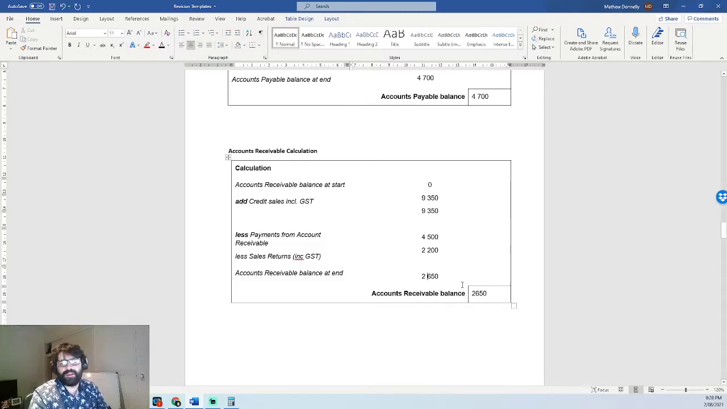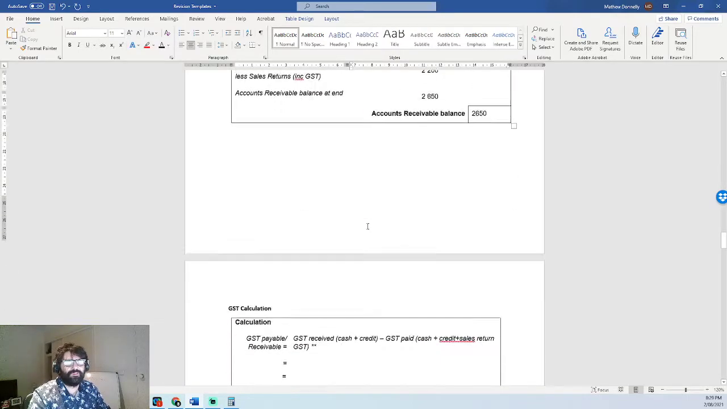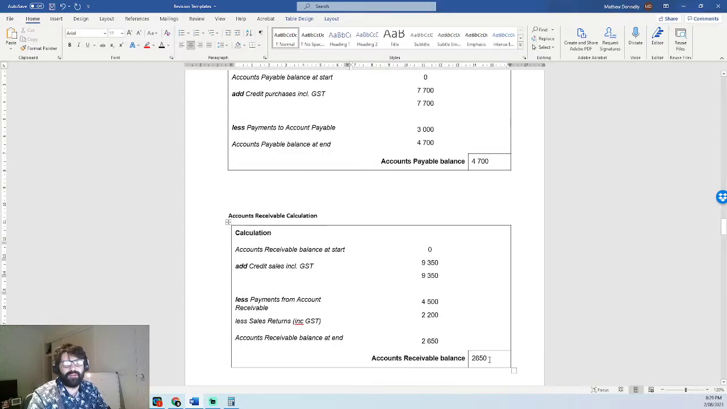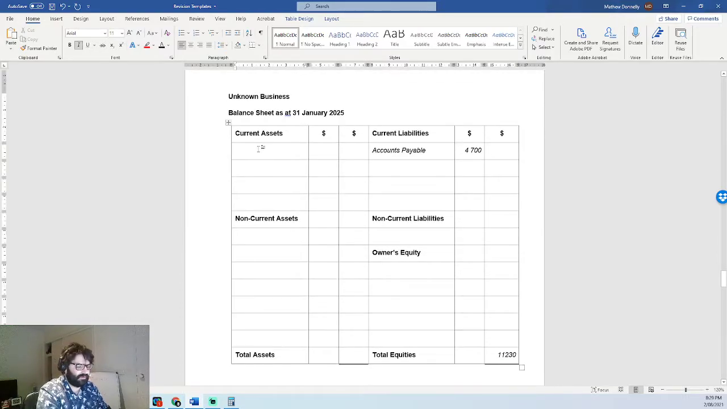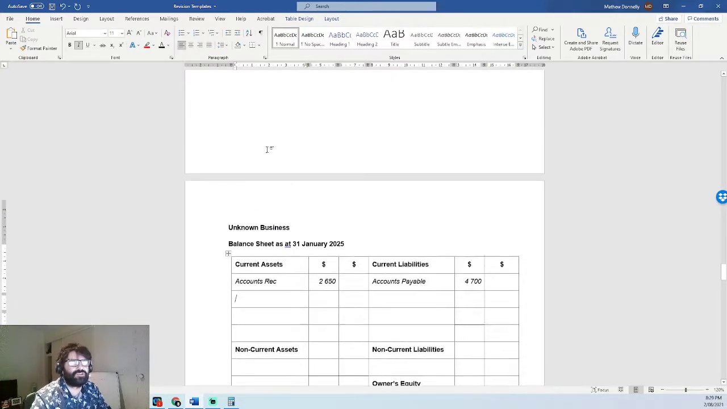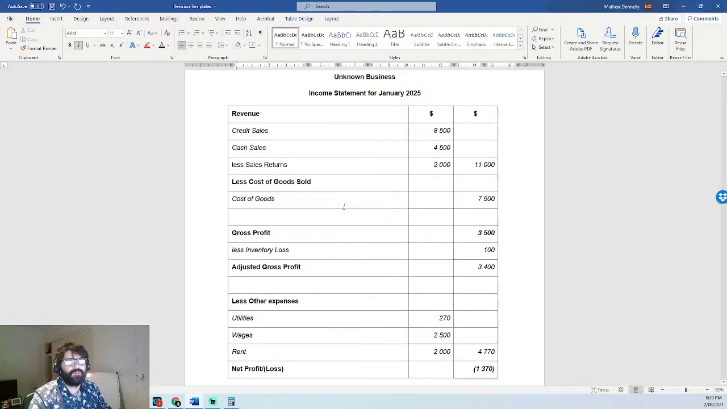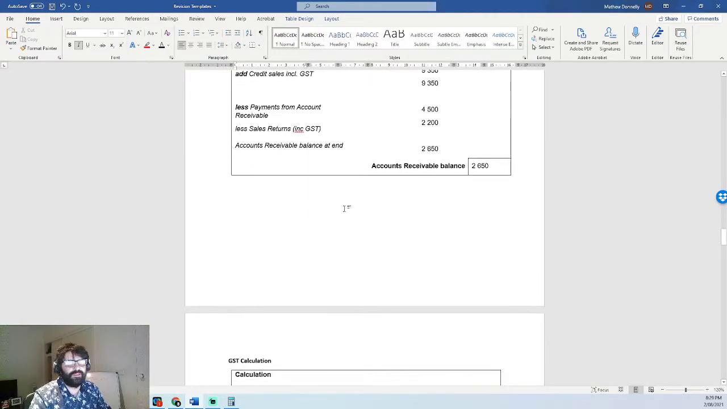Now, when you're doing your answers, you can do this crossways like I have with the GST, but as long as your answer's in the square, we're all good. And we'll put that in the current asset. So accounts receivable 2650. The second you get an answer, you should just chuck it in if you need to, because it's just going to make your life a lot easier.